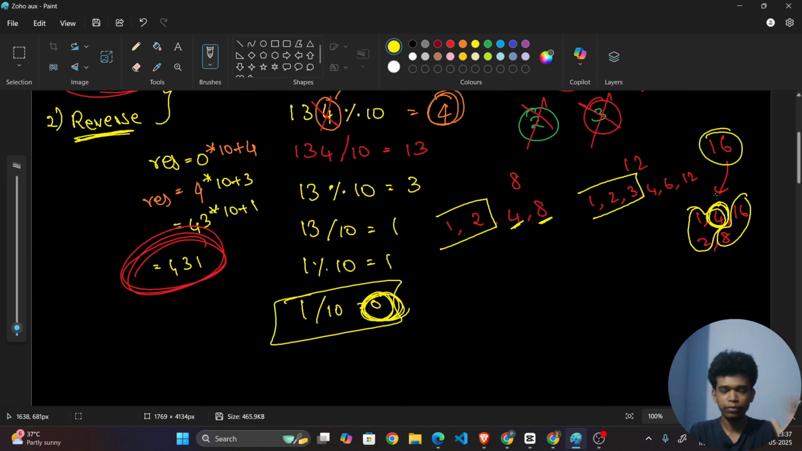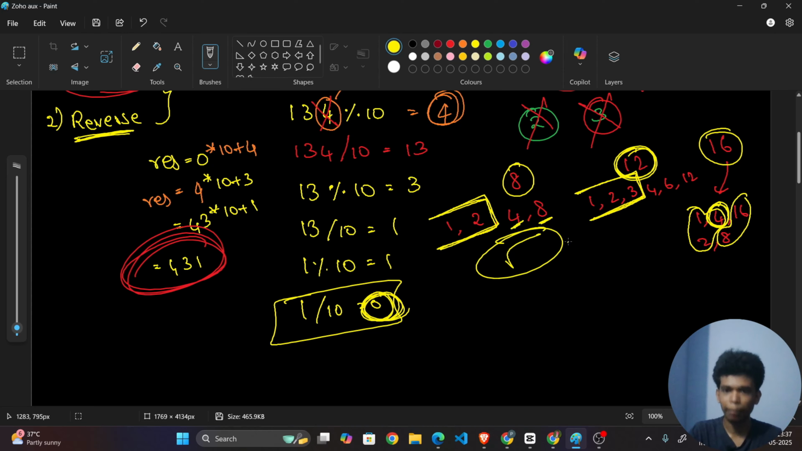So from this I can say it is unnecessary to go beyond the square root of any number, because what is the square root of 12? It will be 3 point something, so you can go up to 1, 2, 3. What is the square root of 8? It will be 2 point something, so I can go up to 1 and 2. I hope you understand this clearly, right? So this is why we are just going up to the square root of the number.